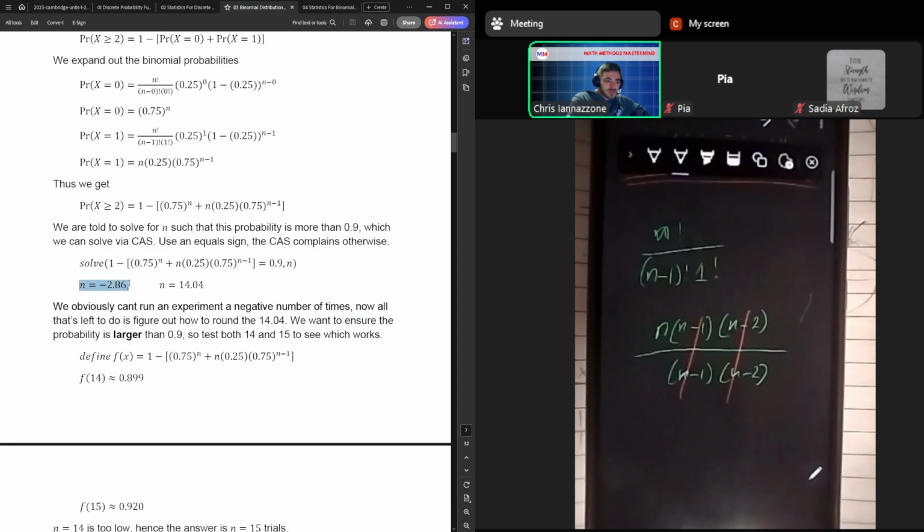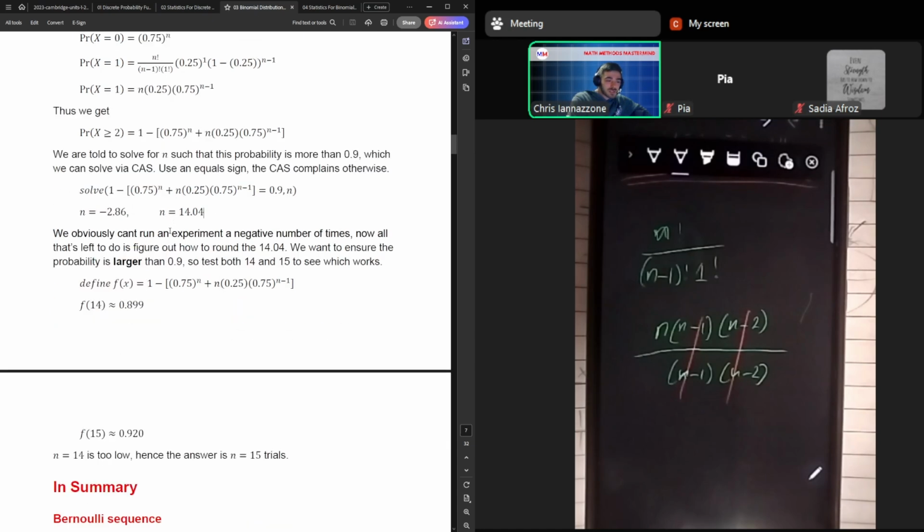So n, being a number of trials, definitely can't be a negative number of times. But being a decimal is also not sensible. And in pretty much every case I've ever seen, it always rounds up. If you want to be absolutely sure, just plug 14 and 15 into your expression. It is CAS, so you should have this defined. So you do a little define like that, and then you just plug in 14 and 15. That one's a little bit less than 0.9. That's a little bit more than 0.9. We wanted more than 0.9, so we pick 15. That's that one.